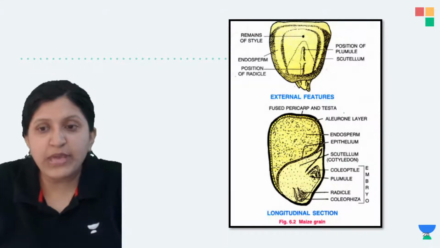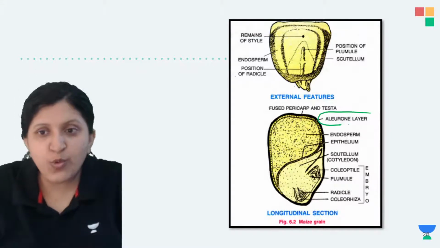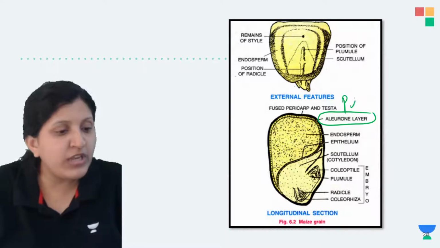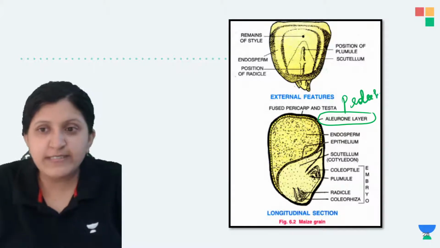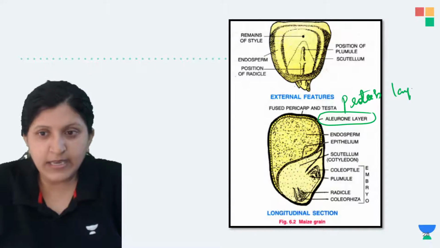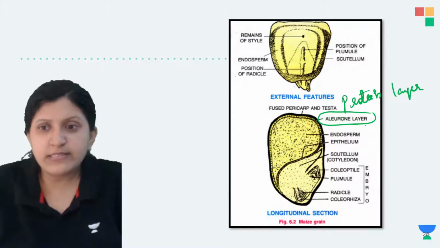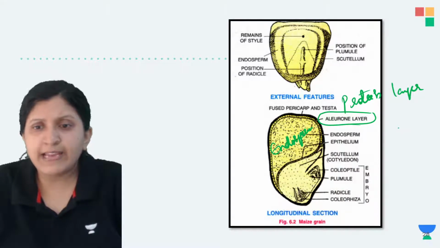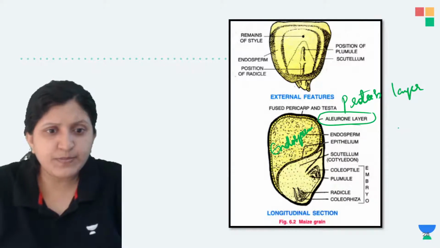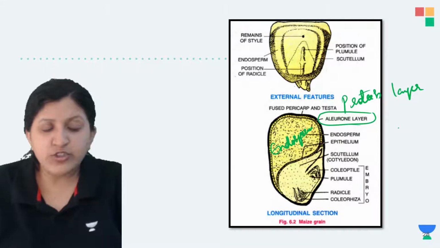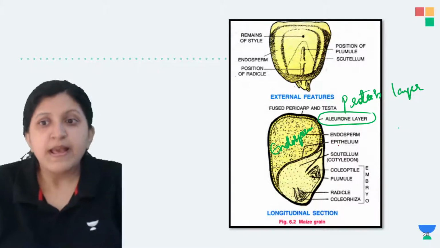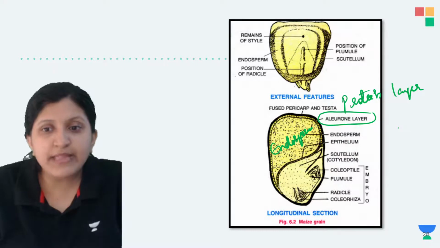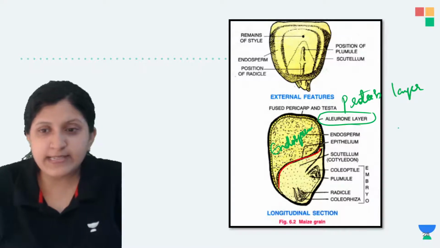So now you can see there is an aleurone layer which is a proteinaceous layer. So this is a protein containing layer. So here you can see this part. Yeah. So this part is basically an endosperm part. Alright. So that is the endosperm part. Then you can see an epithelial tissue lining that is there.